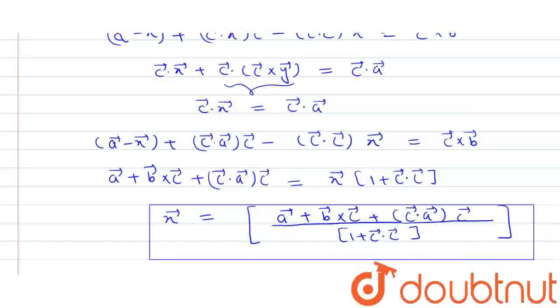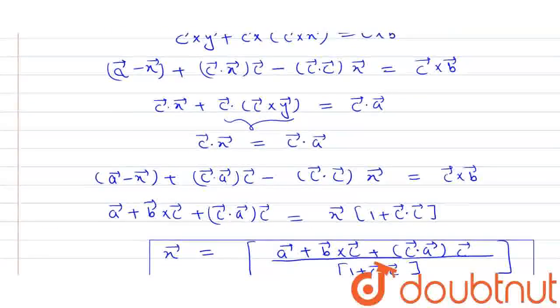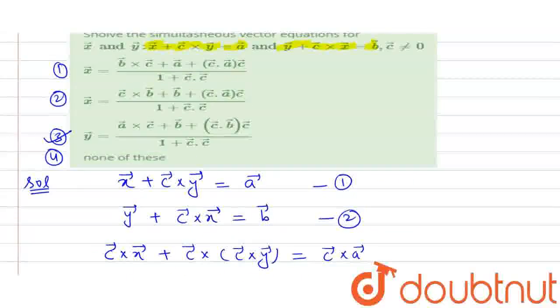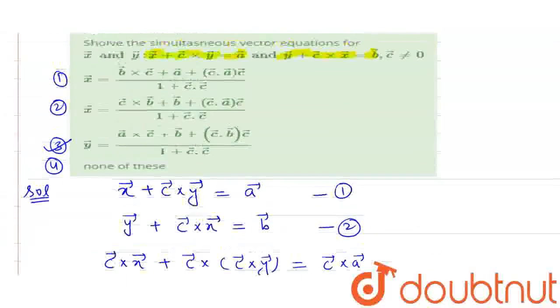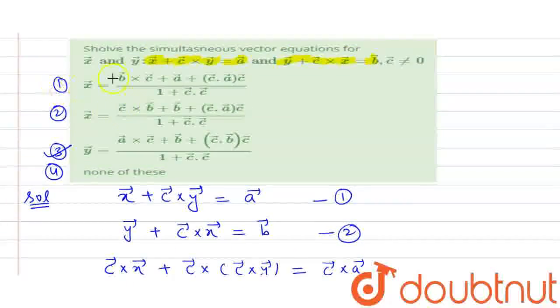Now check which option is matching. A vector plus b vector cross c vector, a vector plus, okay, yes, the first option is matching, because here it is b vector, that's why the other is struck off directly. So options 1 and 3 are the correct options.